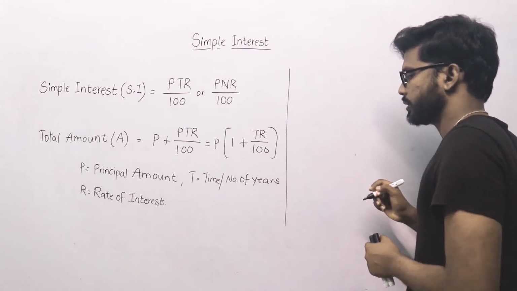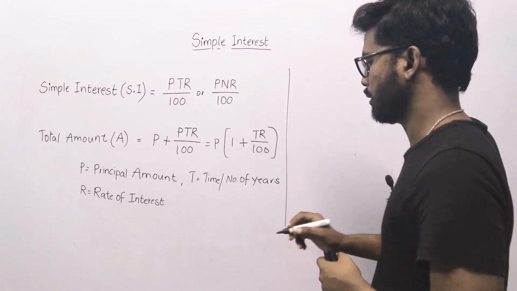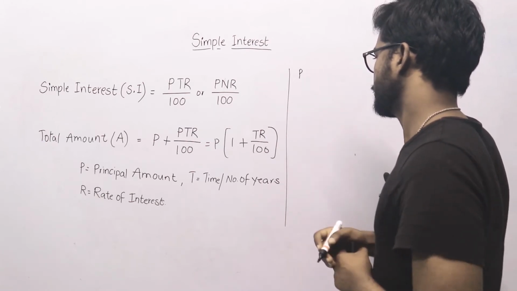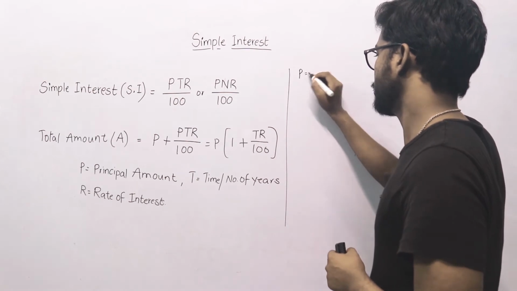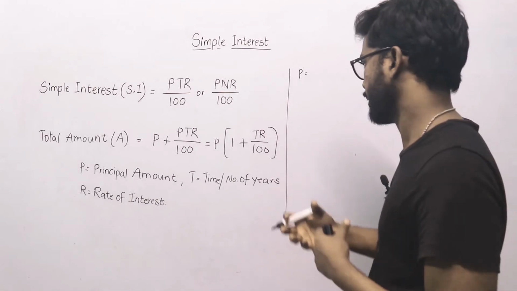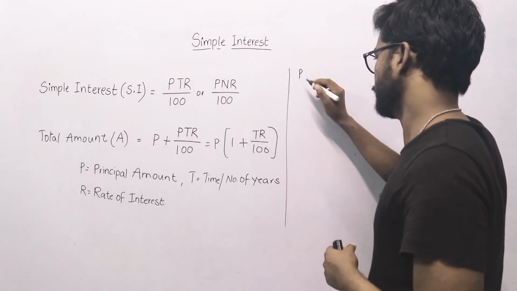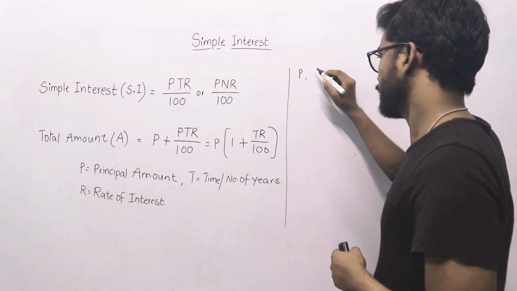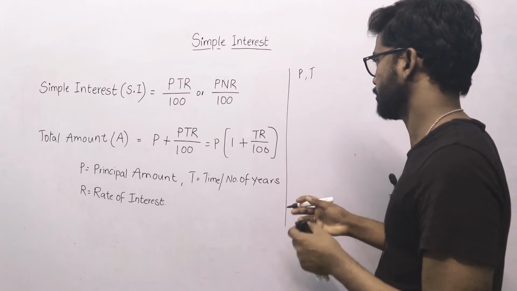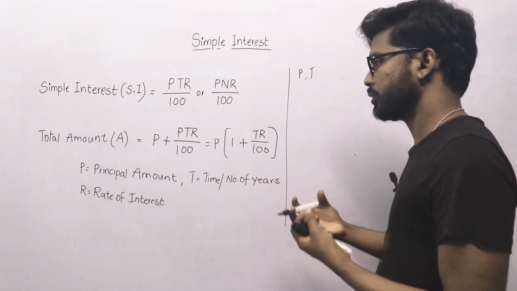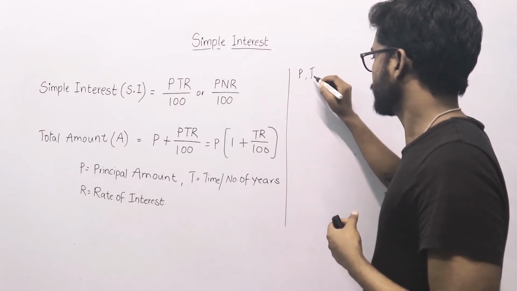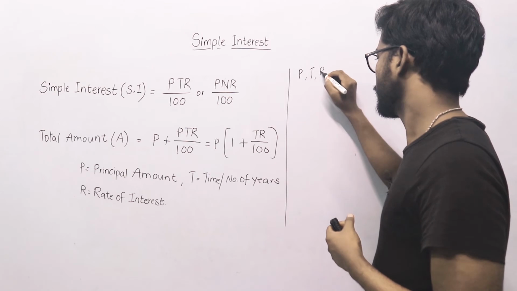Before derivation of these formulas, let us see what each individual term refers to. We already know what principal amount is. It is the amount which we have taken from the lender or from the bank. Time is the number of years, or the time for which you have kept that amount with you. Okay, so that is time, and then rate R.